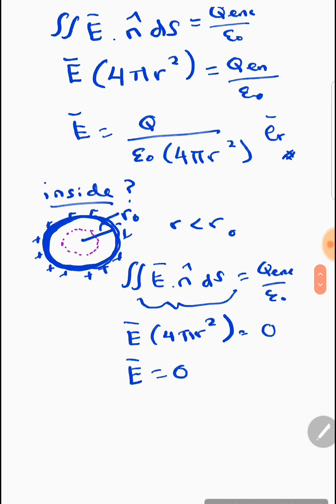Now that you have seen this example of the range of inside and outside a thin spherical shell, of course, things get more different when it comes to a sphere.